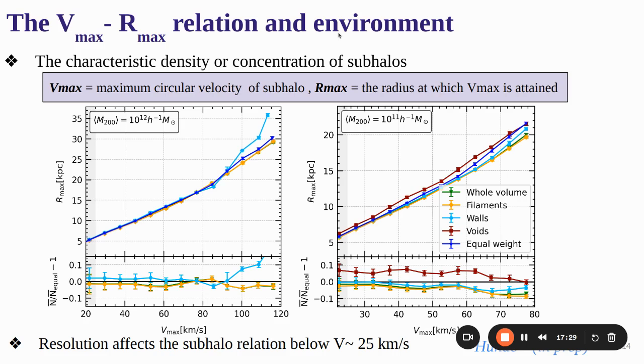So when we look at the same host halo mass bins, for the 10^12 bin, for fixed Vmax values, the subhalo Rmax values are higher for subhalos in voids than in filaments. That means on average they are less concentrated than the ones in filaments. But when we go to the low mass range, the Rmax values are higher for the ones in voids than the others. So that means on average the ones in voids are less concentrated.